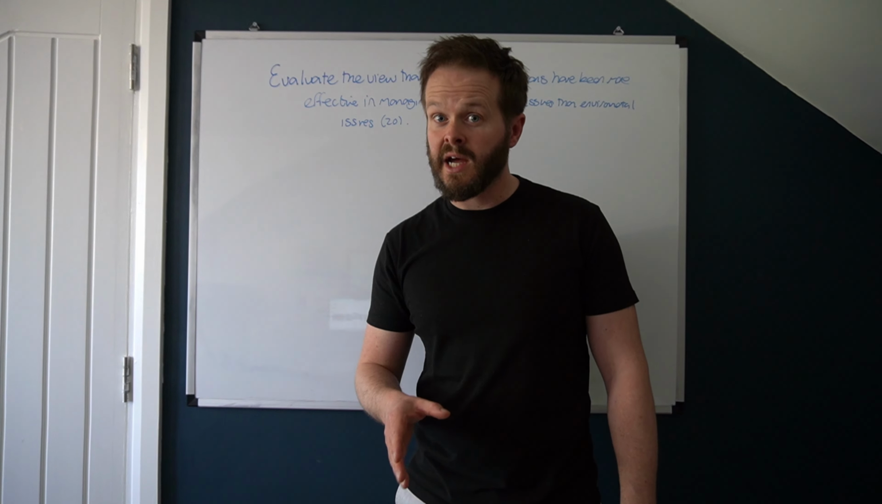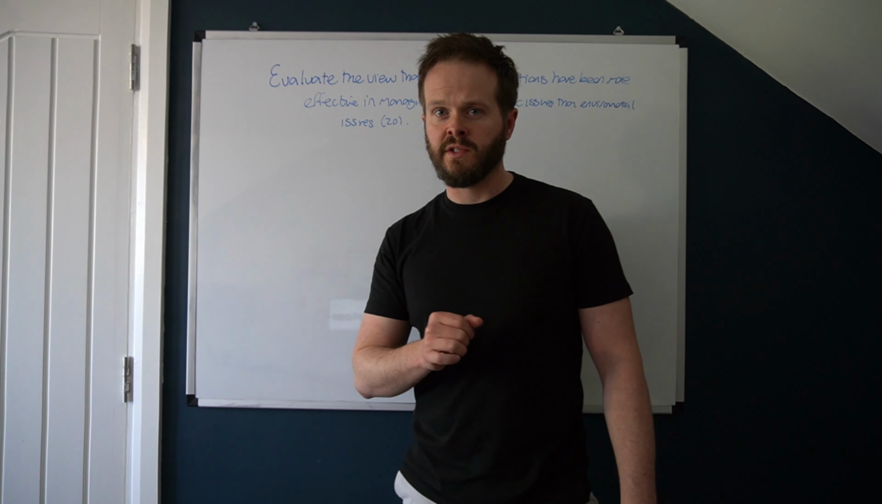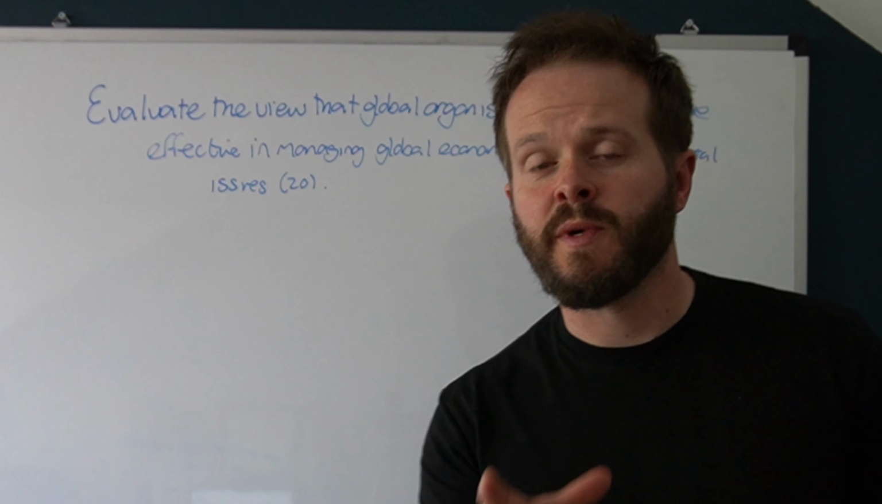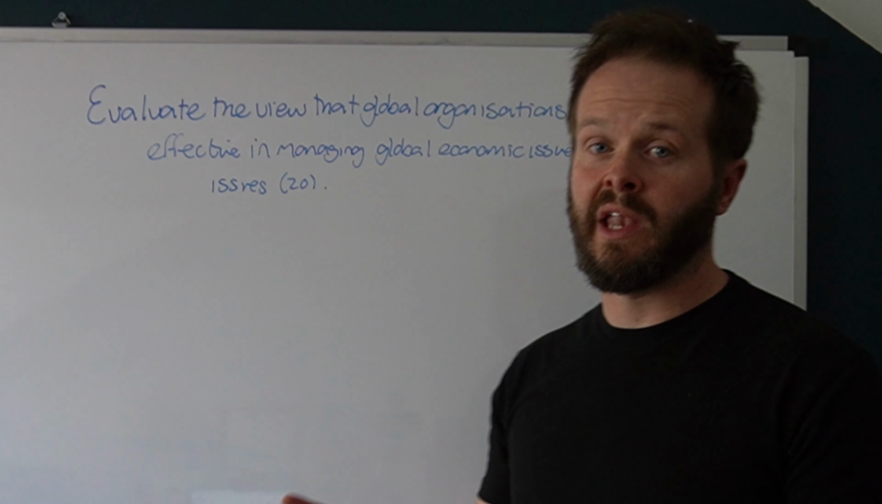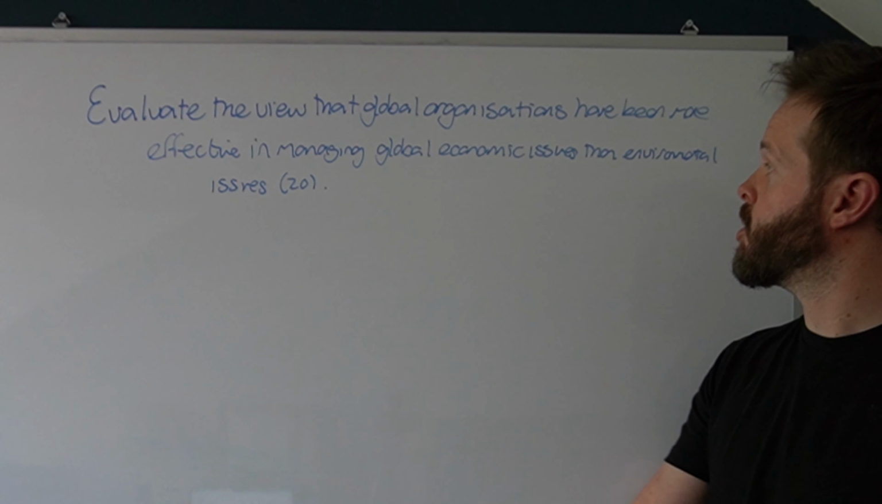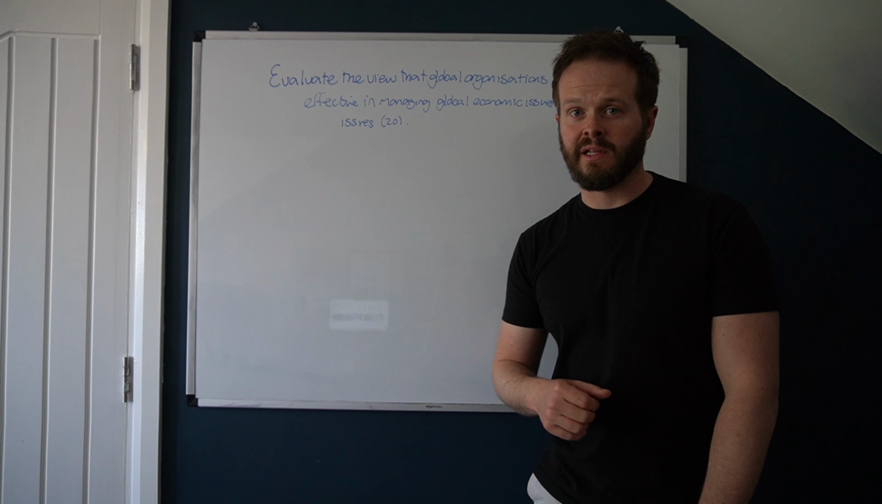You've got to break it down, and then you've got to really think about what content to include, particularly in a human geography paper. So let's think, what area of the specification does this question relate to? Evaluate the view that global organizations have been more effective in managing global economic issues than environmental issues. Let's have a look now.